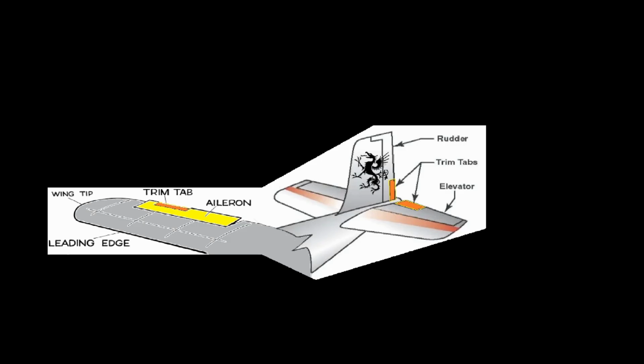Guys, let's talk about trim tabs real quick, just some basics of it. You're familiar with your elevator, your rudder, and your aileron, which help you control your pitch, your roll, and your yaw. And aircraft will typically have trim tabs on those surfaces. You'll have an aileron trim tab, a rudder trim tab, and an elevator trim tab on top of the larger control surfaces themselves.